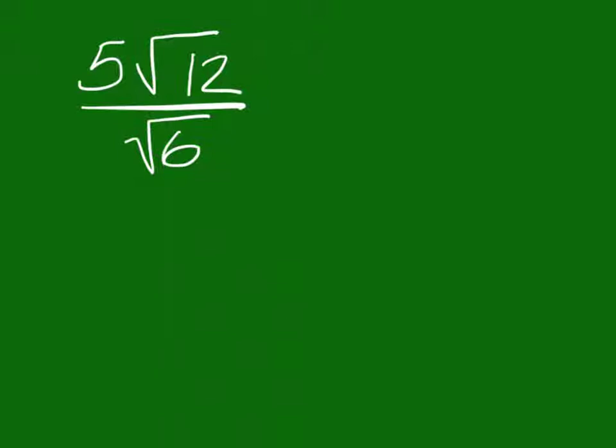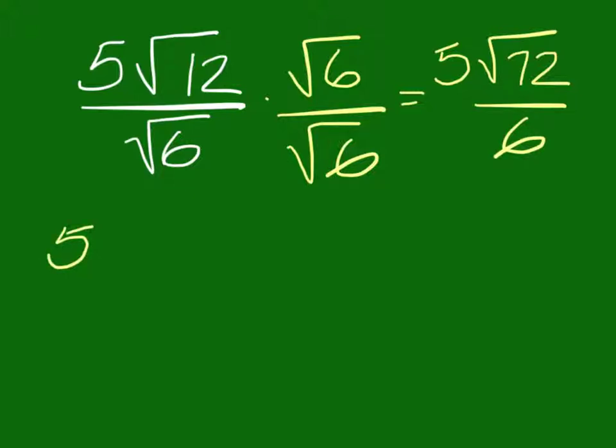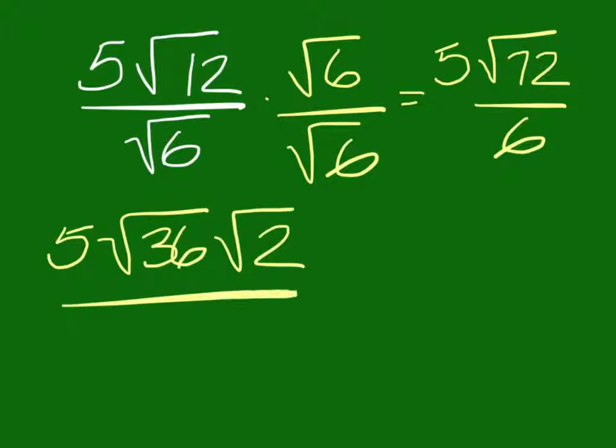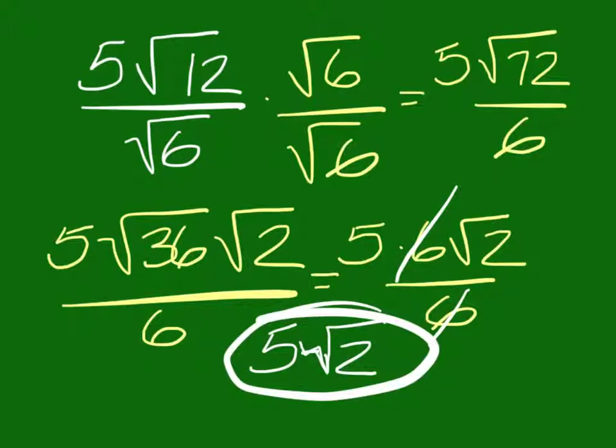For the practice problem here, you need to multiply the top and the bottom by the square root of 6 to come up with 5 square root of 72 over 6. The square root of 72 breaks up as the square root of 36 square root of 2. Of course, that will be 5 times 6. The 6's are gone. 5 square root of 2 is the final answer.